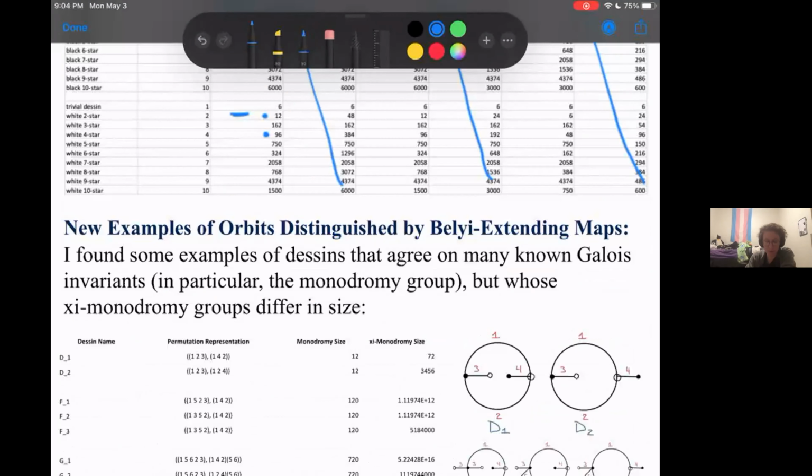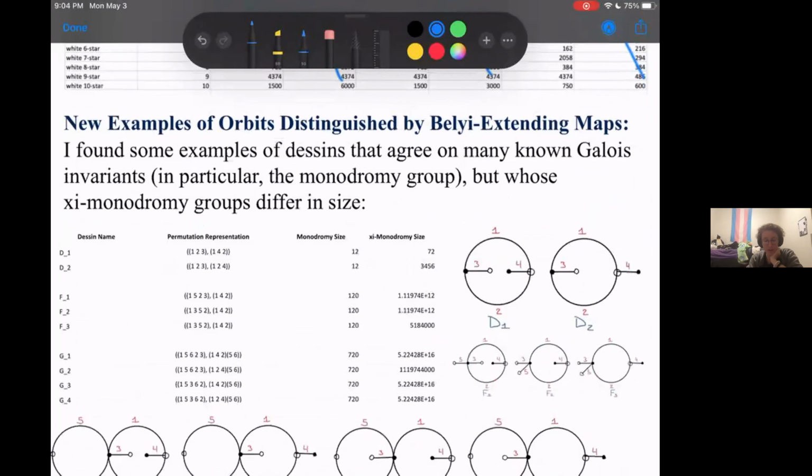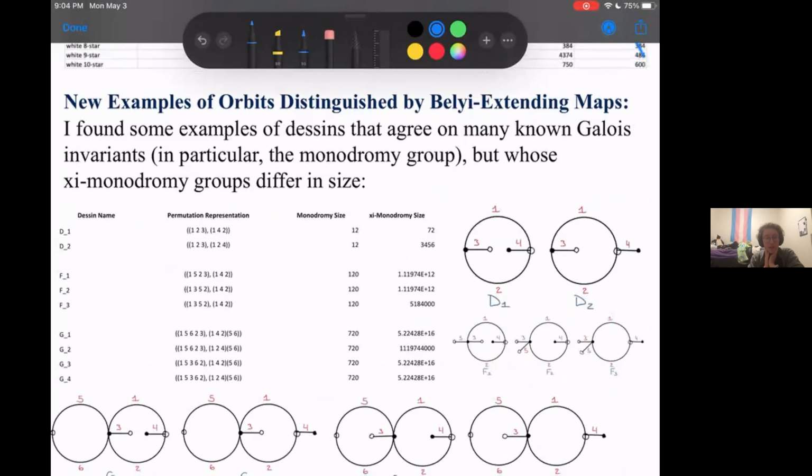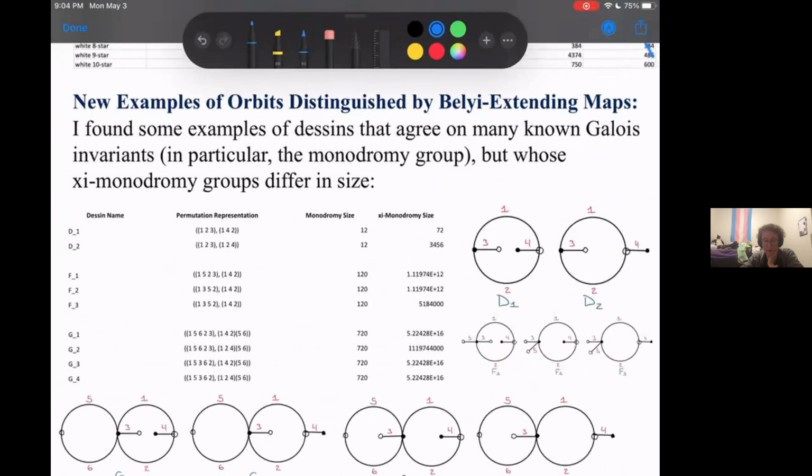And next, I also found some other examples like this, some examples of Dessins that agree on a lot of the other known invariants, but whose orbits can still be distinguished by the Belyi-Extending map xi. Again, I didn't apply gamma or any of the beta maps to these Dessins. I only applied xi to these. And then after applying xi, I calculated the size of the new monodromy group.